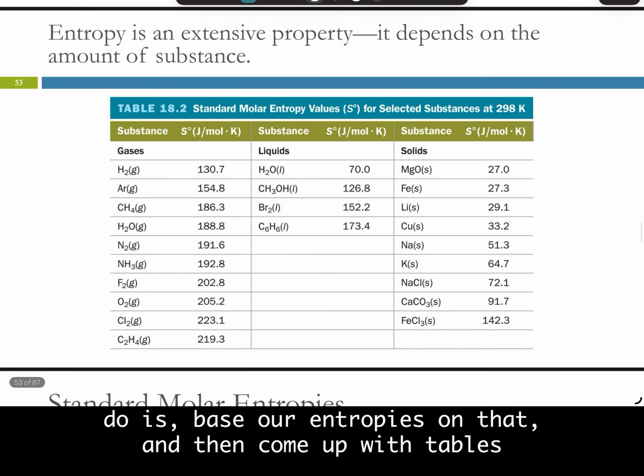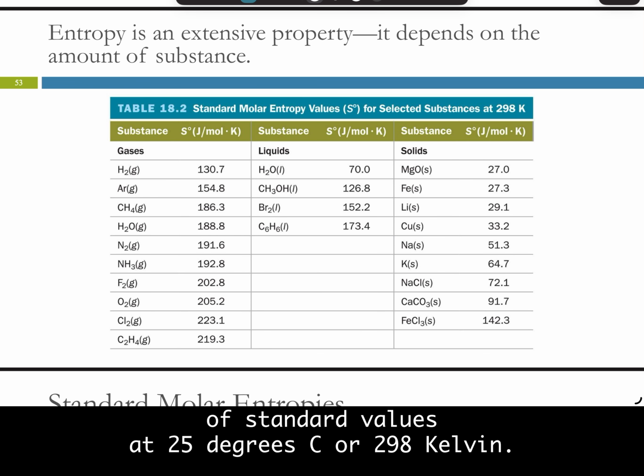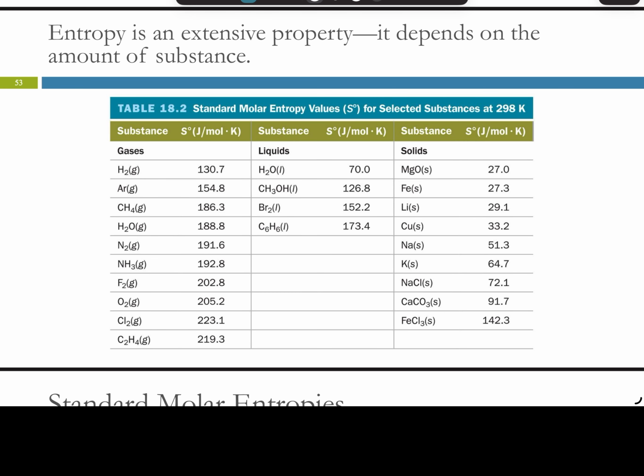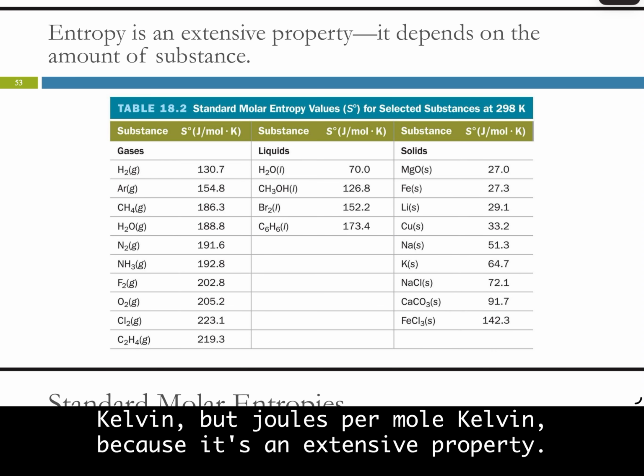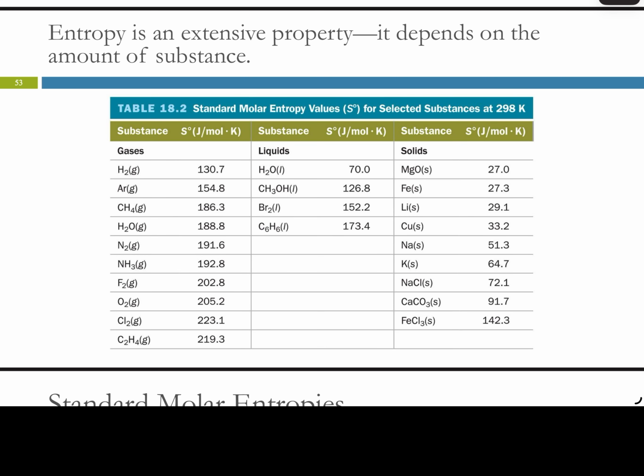So all this really lets us do is base our entropies on that and then come up with tables of standard values at 25 degrees C or 298 Kelvin. And we're also adding in not just joules per Kelvin, but joules per mole Kelvin, because it's an extensive property. More stuff is also more entropy. So it depends on the extent or how much of it you have.